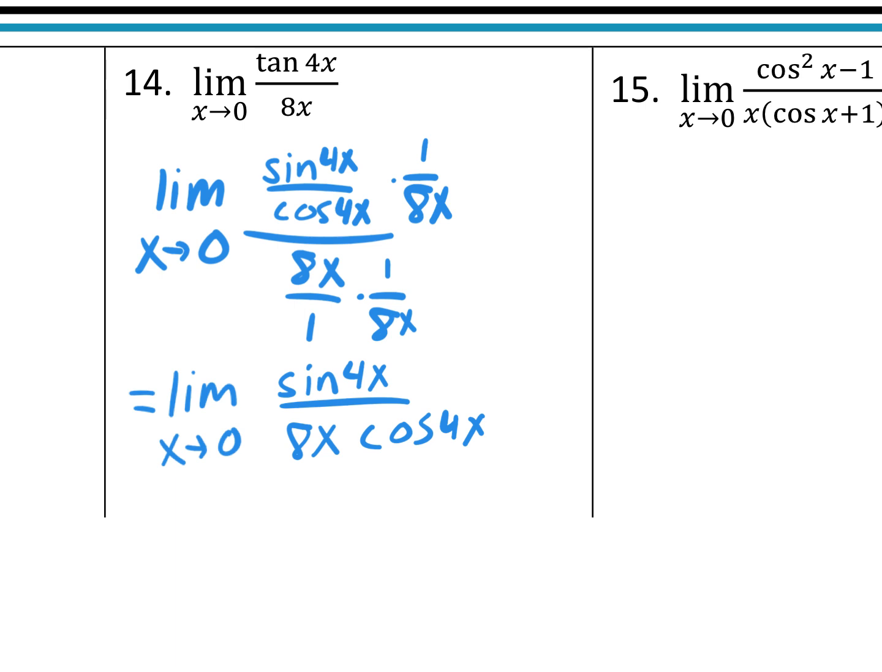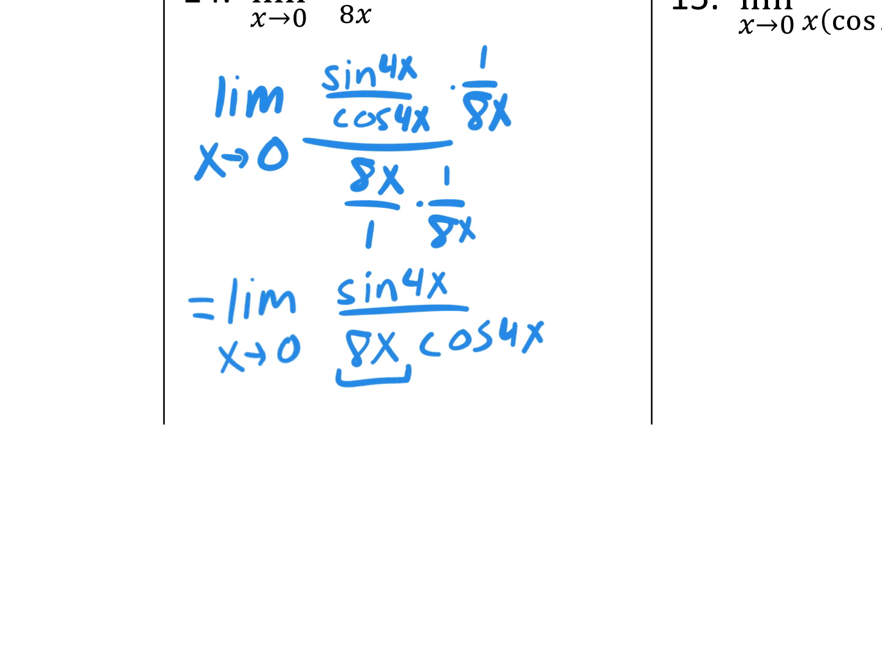It looks like we almost have a special trig limit with the sine of 4x, right? But that would work if this was not an 8x, but a 4x. Is there any way to make that 8x a 4x? If you divide it by 2, right? But you don't want that 2 to just disappear, right? So we have to be kind of creative. We have to think outside the box with our algebra here.